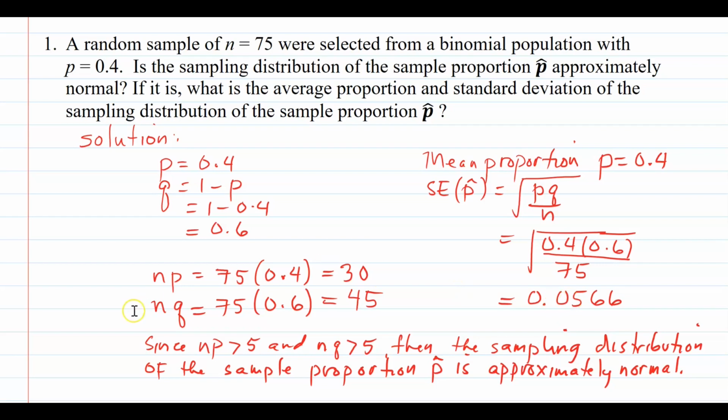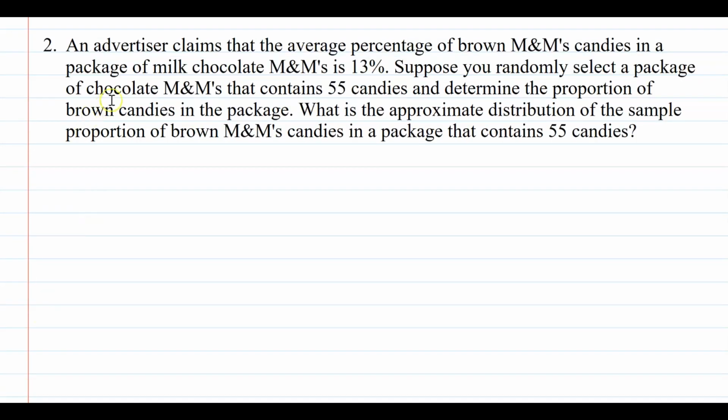Let's try another example. Here's our example number 2. An advertiser claims that the average percentage of brown M&M candies in a package of milk chocolate M&Ms is 13%. Suppose you randomly select a package of chocolate M&Ms that contains 55 candies and determine the proportion of brown candies in the package. What is the approximate distribution of the sample proportion of brown M&Ms in a package that contains 55 candies? In this problem, there's no mention about binomial distribution.